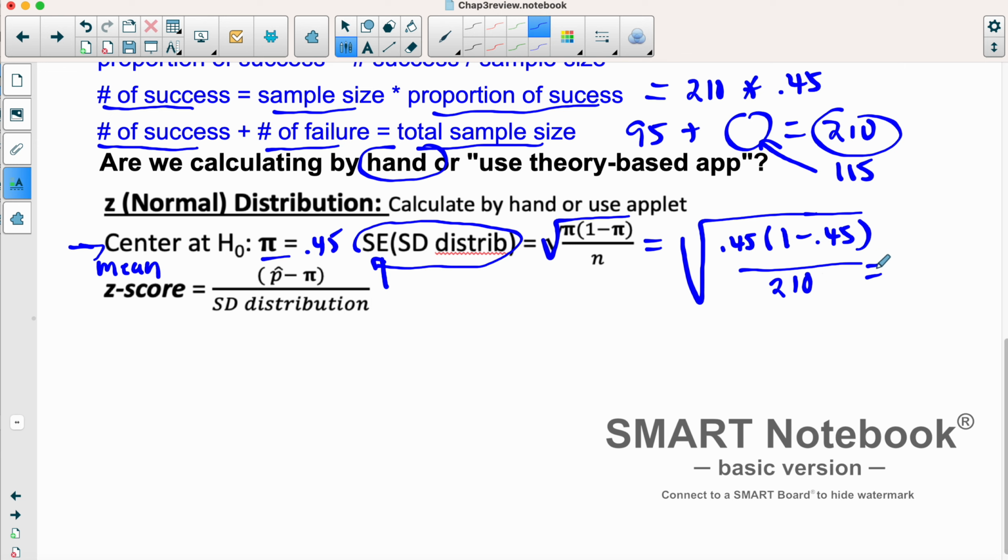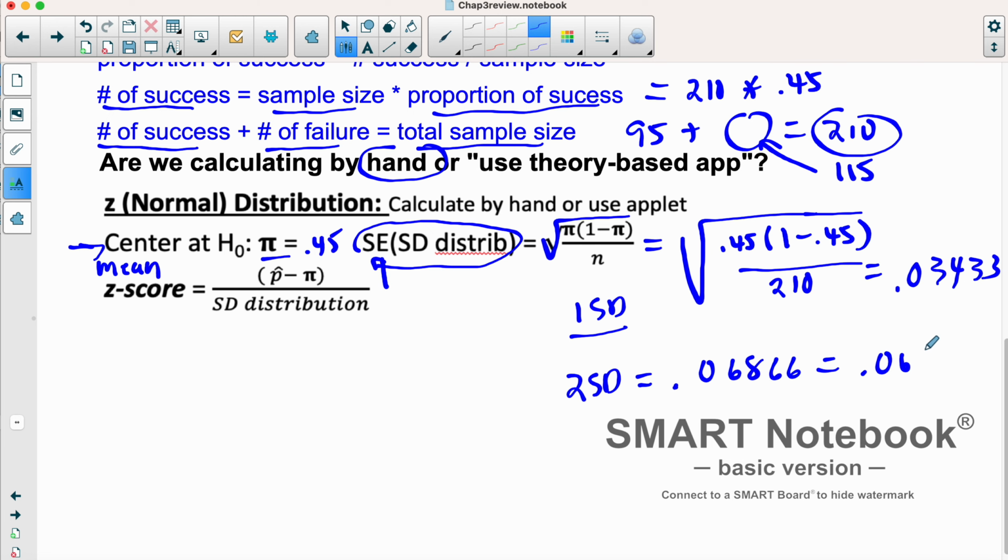And that is equal to 0.03433. This is one standard deviation. We want 2 standard deviations, so we multiply that by 2. 2 standard deviations is 0.06866. If I round, that's 0.069.